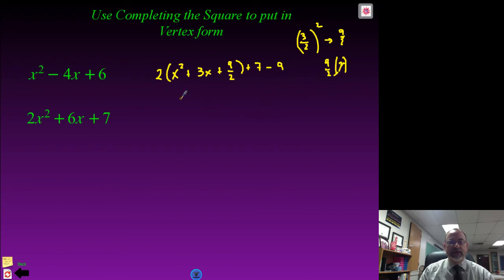So now that I have my perfect square, I can go ahead and factor the inside, and that's going to be what I squared to get that, squared, minus 2. So this is the vertex form of this expression here.